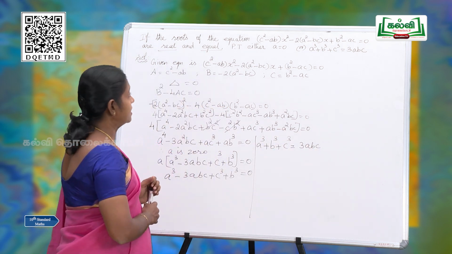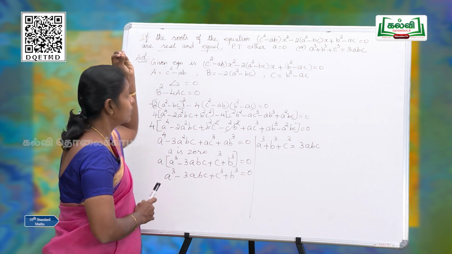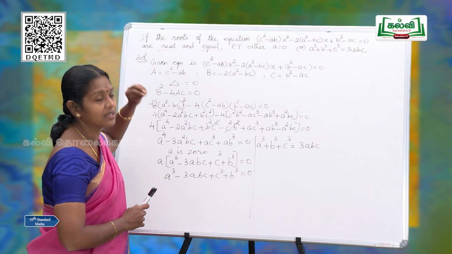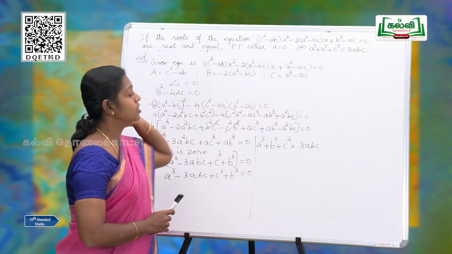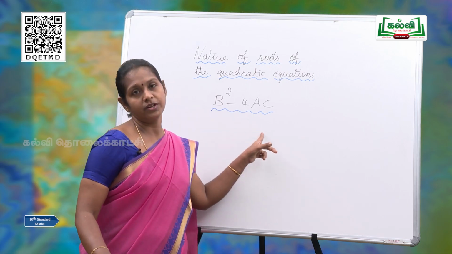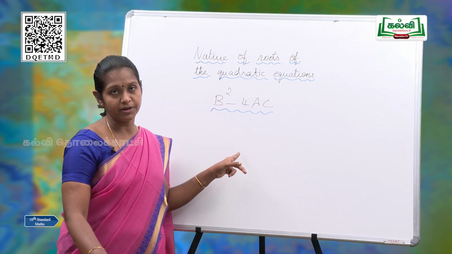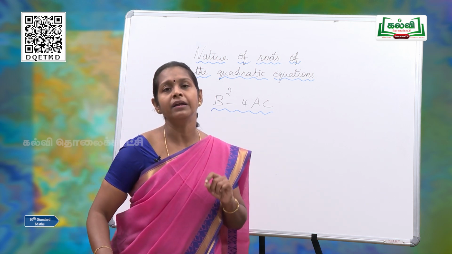Are you clear? See, in this question, the clue is given, the nature of root is given. By using that condition, we have to prove some equation. So this is one kind of question, okay? So b squared minus 4ac is nothing but what? Discriminant, which will decide the nature of roots, okay? So it will be denoted by delta.